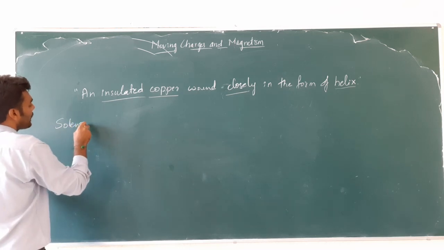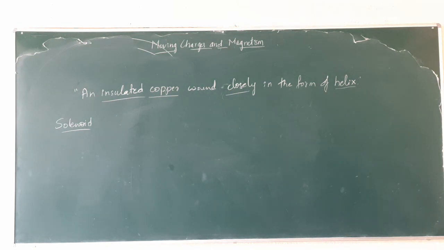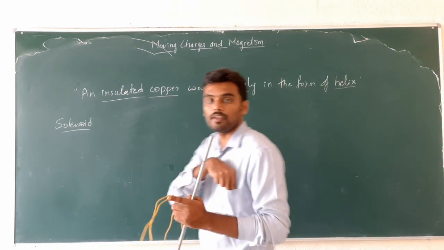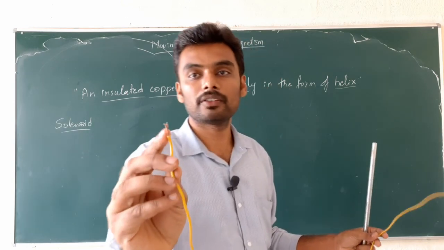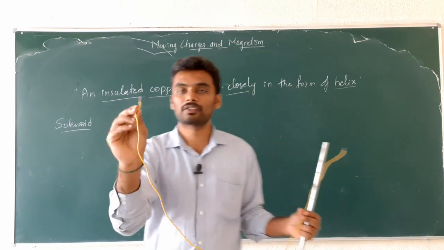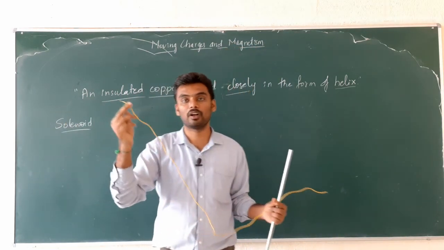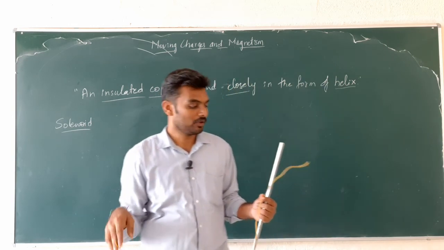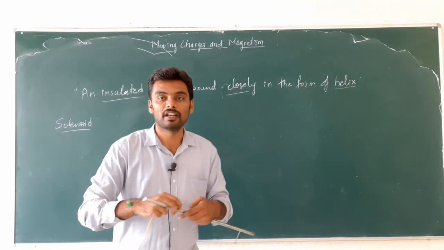Let me show you how exactly it looks. Just visualize this. This is a regular copper wire. You can see this. This is pure copper, and this copper wire is insulated, right? So this is an insulated copper wire. What should I do with this? I should wound it closely in the form of a helix.